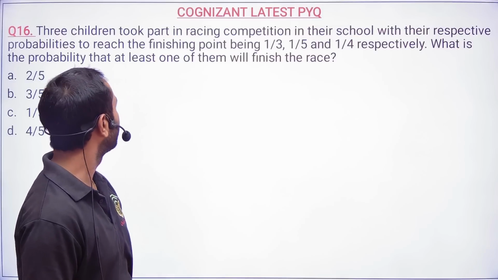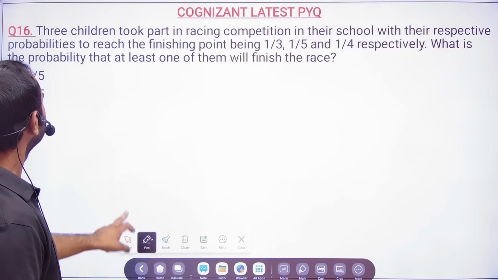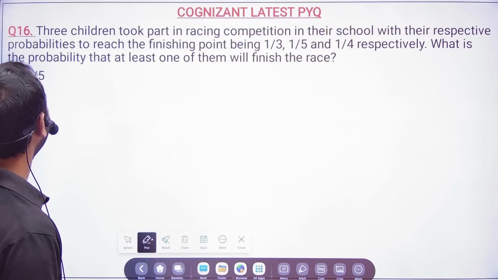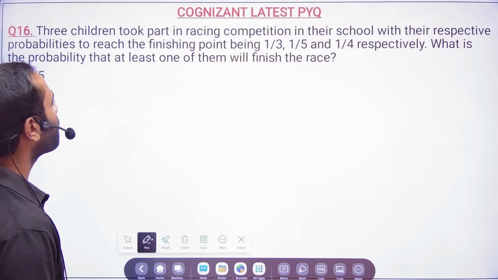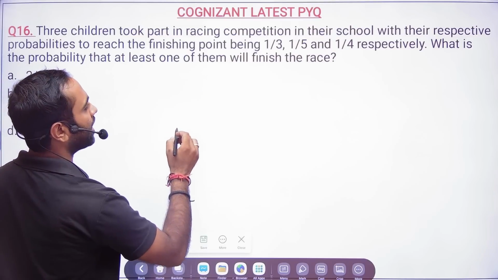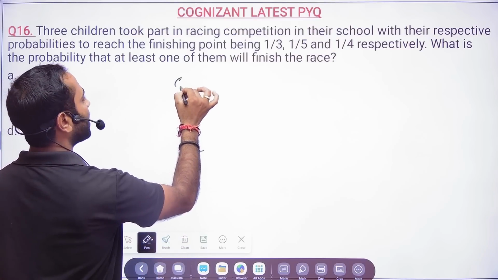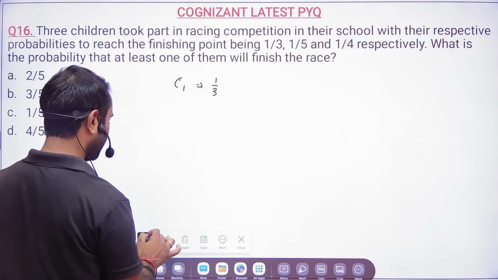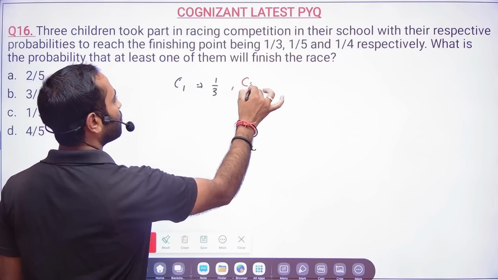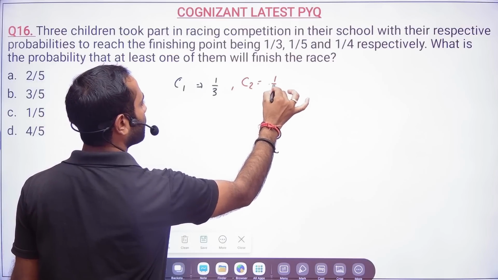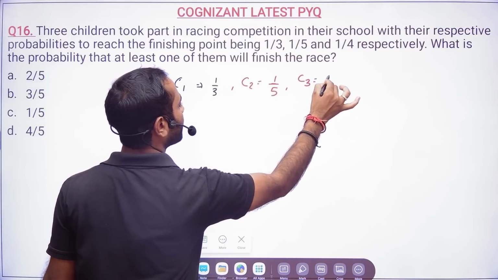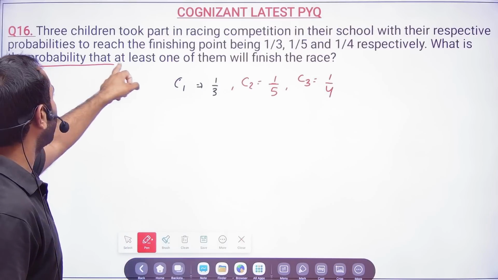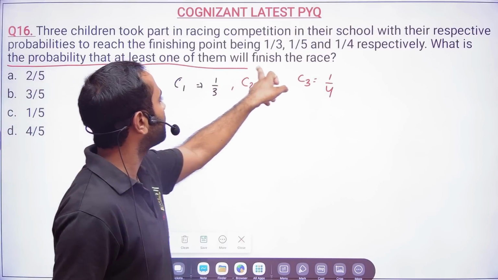Okay. Next, friends. 3 children took part in a racing competition in their school with the respective probability to reach the finishing point being 1 by 3, 1 by 5 and 1 by 4. So child 1 will reach the finishing point with probability 1 by 3. Child 2 will reach the finishing point with 1 by 5. And child 3 will reach the finishing point with 1 by 4 respectively. What is the probability that at least one of them will finish the race?